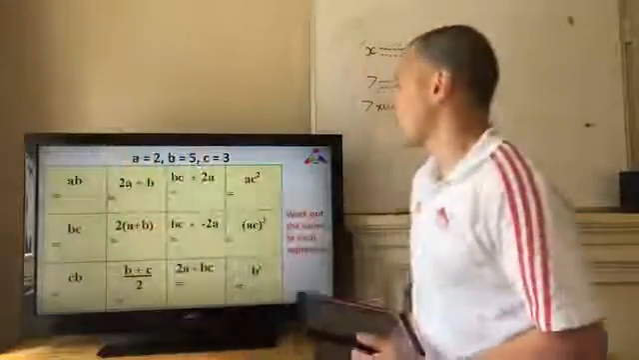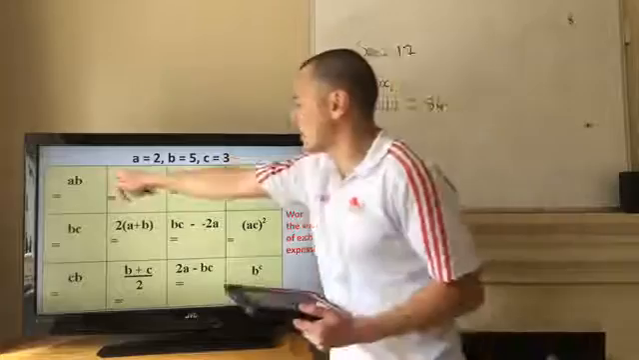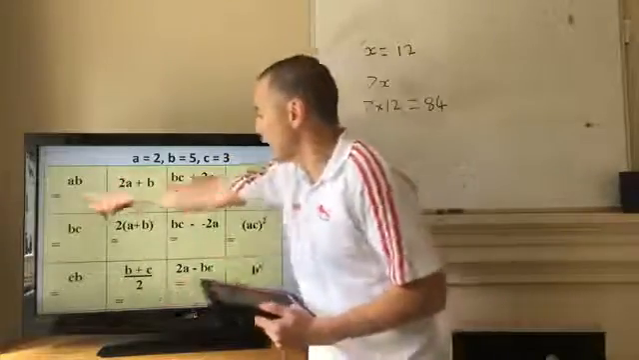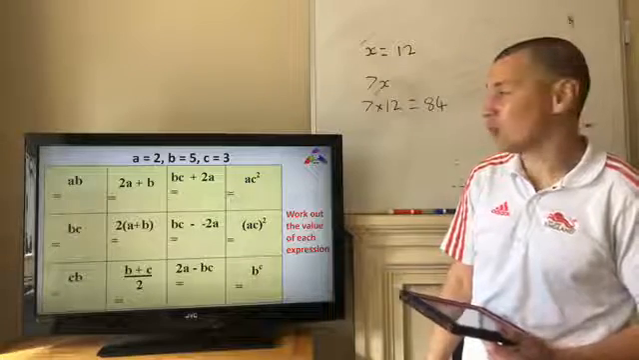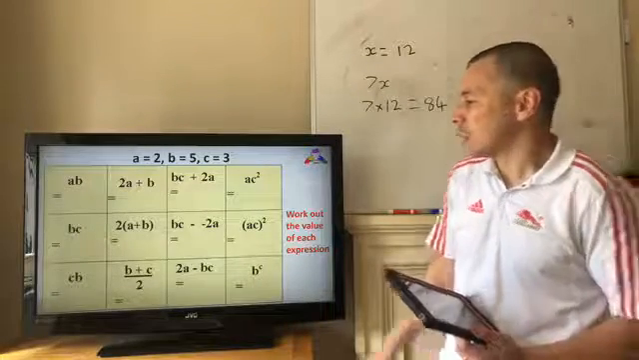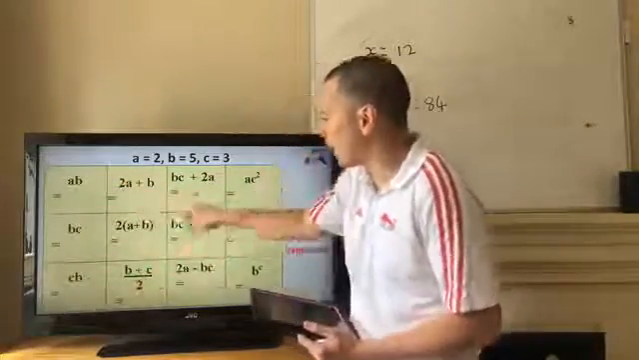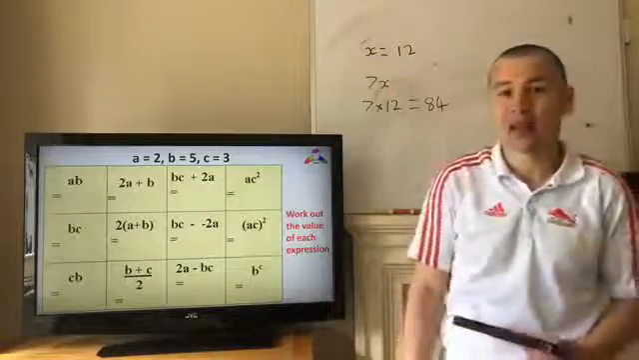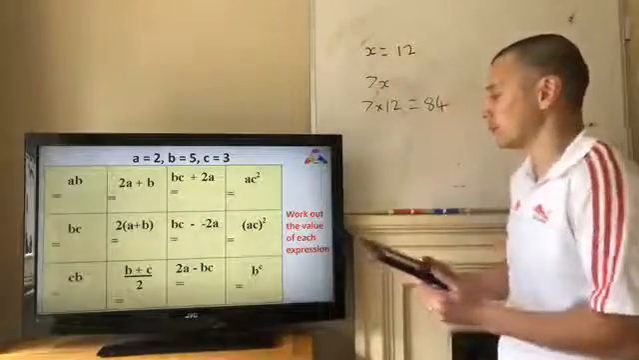So what I want you to do, I'm telling you that A is 2, B is 5, C is 3. Can you find the value of these 12 different questions? Can you work out the value of each one? You want to be going down this way. So go downwards, they get harder as you go onto this side here. Some difficult questions here.